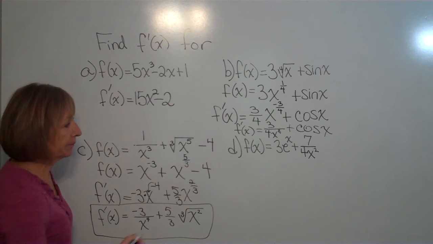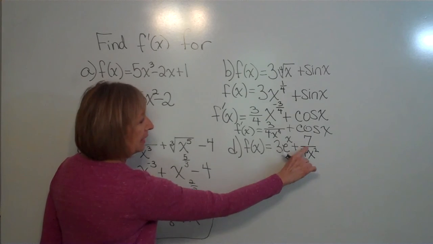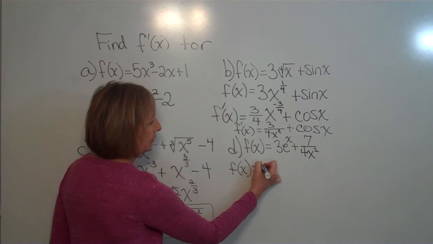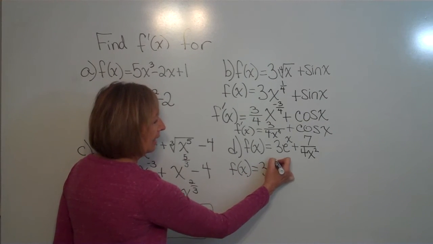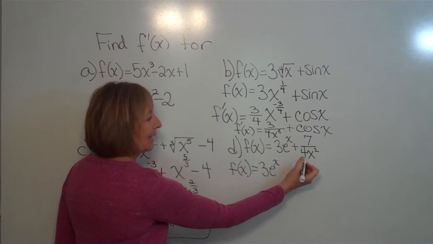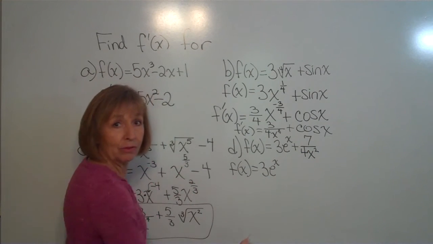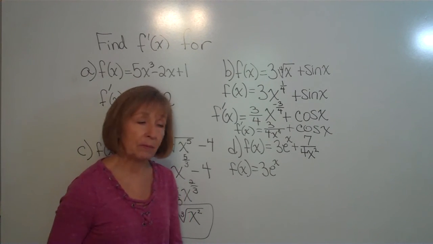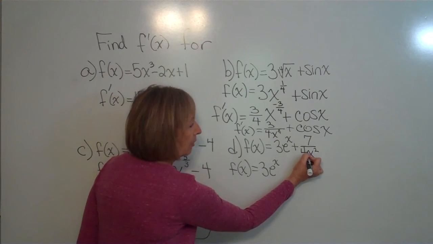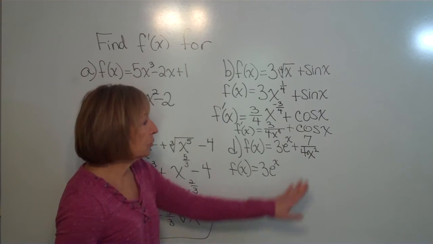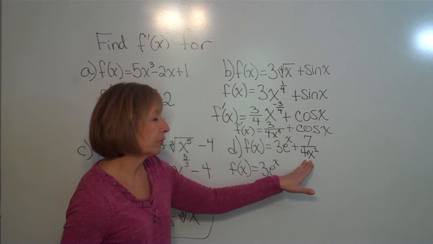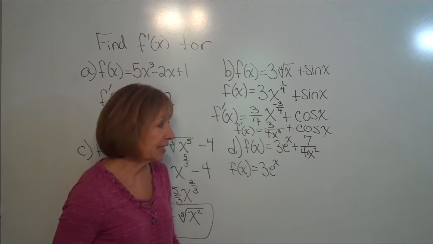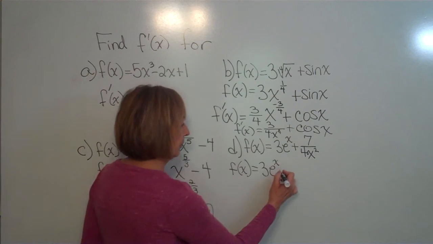Okay, how about D? Here again we need to rewrite this first, so we're going to rewrite it as f of x is equal to 3e to the x is fine, but I can't differentiate it with the rules that we have so far with the letter in the denominator of the exponent. It is attached by multiplication. So to rewrite plus 7 over 4x squared, it's going to be 7/4 x to the negative 2.